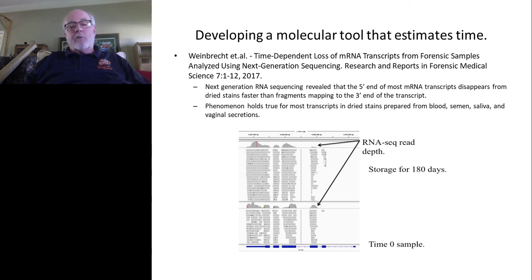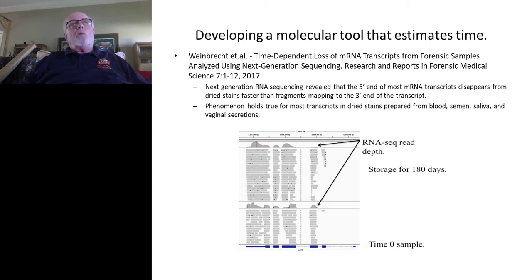Through the use of RNA sequencing, we could look at all the RNAs that were present, and based upon the sequence data, which is an indirect reflection of the abundance of particular transcripts in these stains, we could ask whether or not RNAs disappeared from the transcriptome in a predictable fashion, and if so, do they disappear in a way that could be used sort of as a biological clock? And what we found was, yes, indeed, RNAs do disappear from the transcriptome of dried body fluid stains.